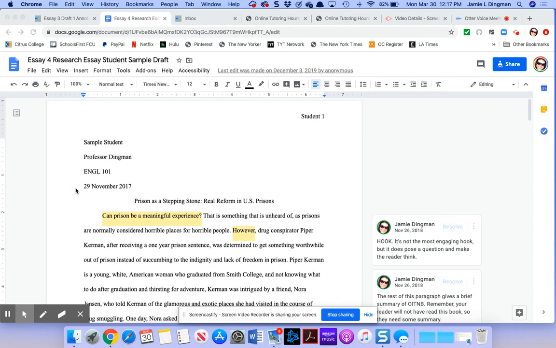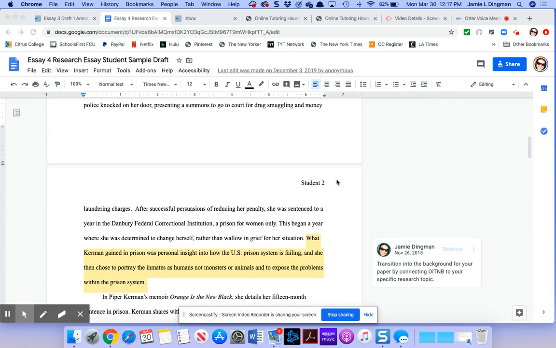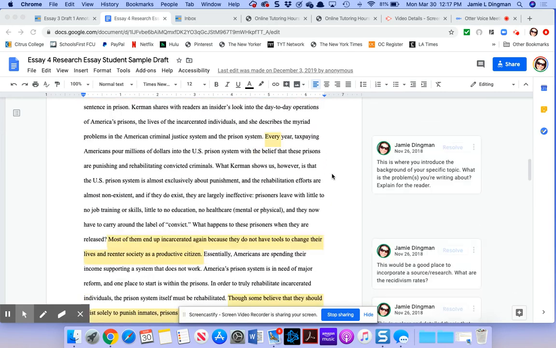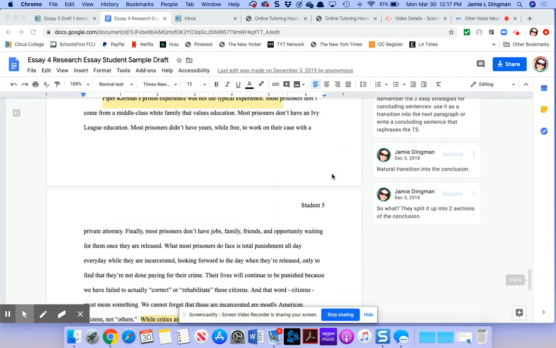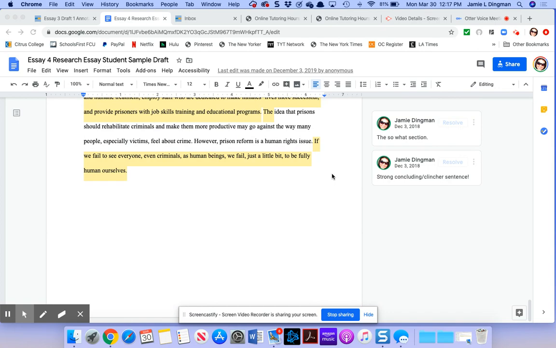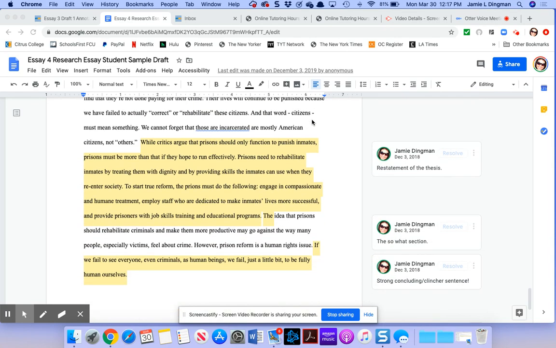As always, you'll notice MLA. This is proper MLA formatting. Student's name, my name, class title, date, headers in the upper right-hand corner of each page with the student's last name and the page number. Don't forget that's required in MLA formatting. And if we go all the way to the end of the paper, you should still see those headers.